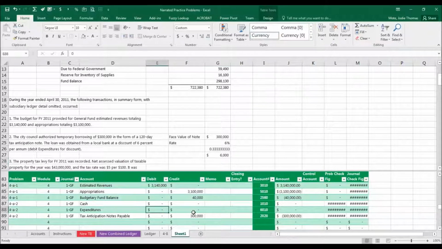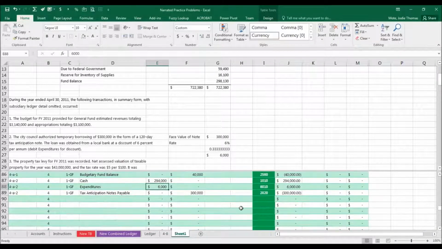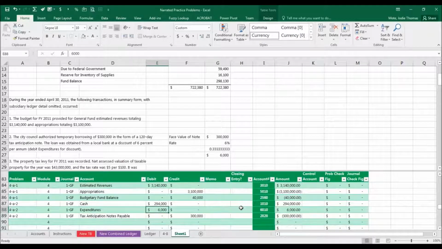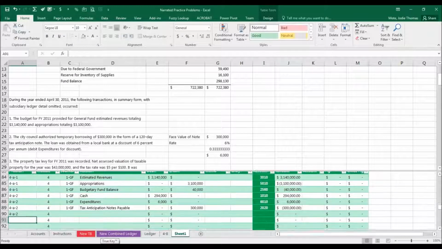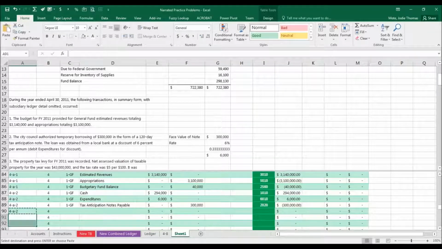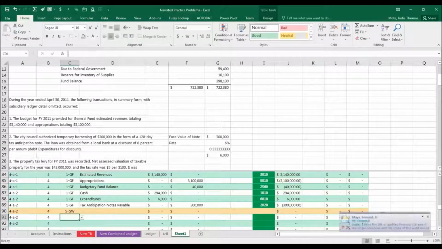So that's going to be our debit to expenditures, which means that our cash proceeds from the transaction are only $294,000. Okay, and you see we've got it all in balance. Now this one is going to require an entry to the government-wide journal also. So let's copy this down a couple more times, and instead do the government-wide journal.